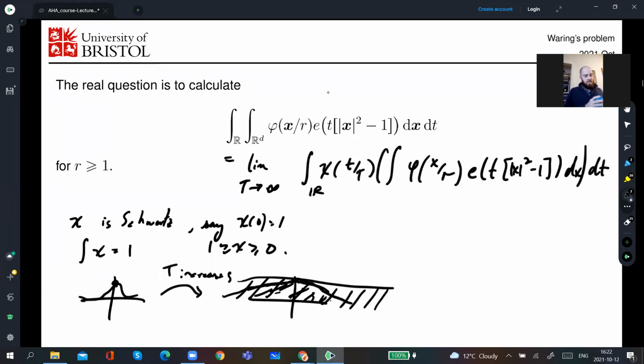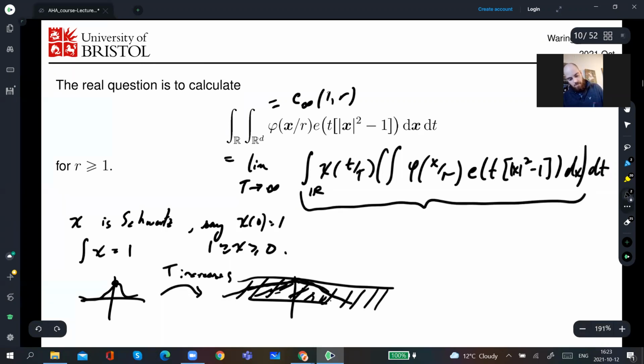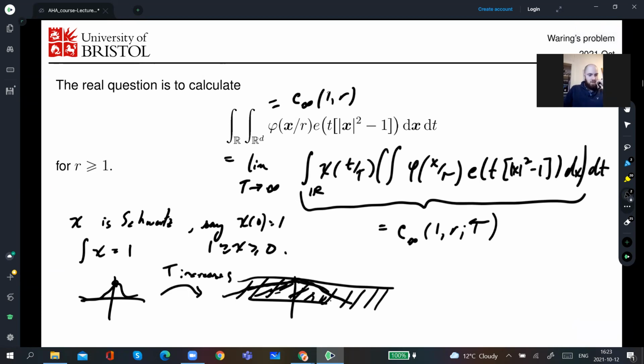Because as t goes to infinity, there's no absolute convergence, but at each stage there is, and that's sufficient for us. So we can rewrite this whole thing right here as C infinity of 1r. Having fixed chi, I'll write each one of these as C infinity of 1r and t. Okay, the truncations.